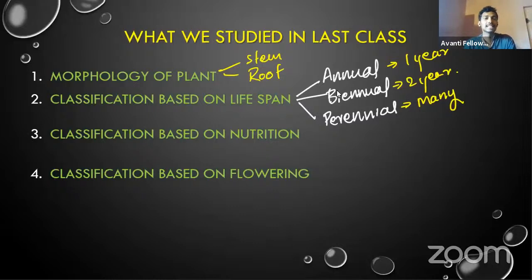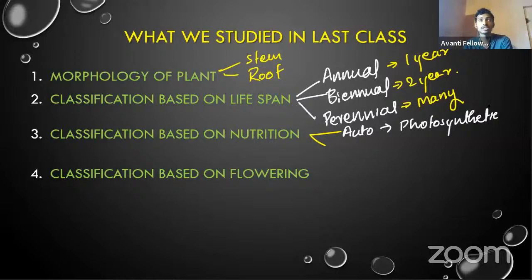Next, we made a classification based on nutrition, right? We made a simple classification, one as autotrophs, which utilize their photosynthetic ability and use water, carbon dioxide, and sunlight for the production of food, or glucose. And the second one is the heterotrophs.